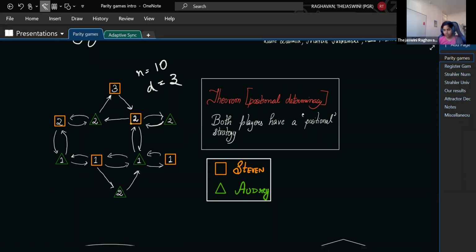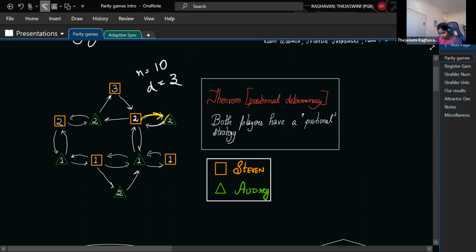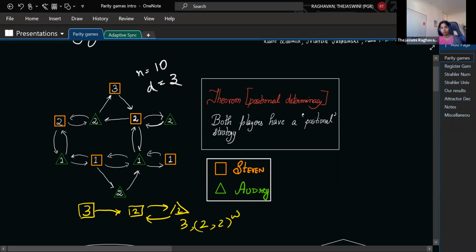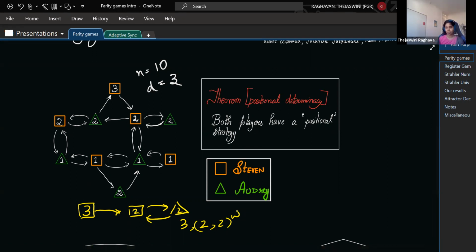And now it's Steven's turn again. So let's say they just do this forever. So it's an infinite duration game. In this example, we saw this was the play that happened. I'm just rewriting this. If you look at this play, then you can see that the priority 2 occurs infinitely often. So maybe now it makes sense for us to define what the objectives of the players are.